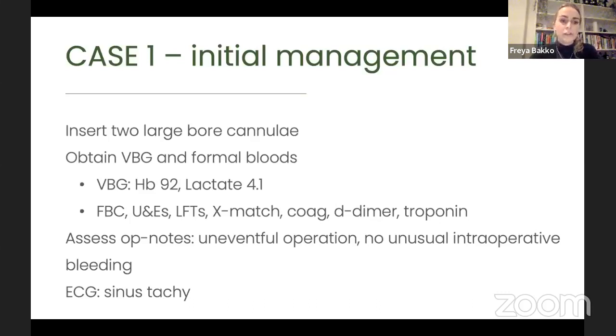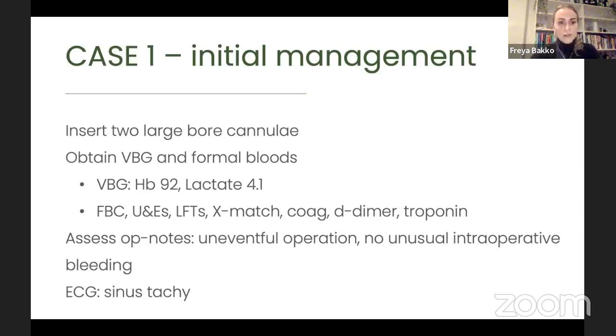You want to send off your routine bloods, so full blood count, U&Es, LFTs. Always send off a cross-match if you're worried about bleeding in any patient or it's an operative patient in general. Send off a coagulation screen in a young patient post-operatively with tachycardia, hypotension, and a bit of a high respiratory rate. You also want to think about cardiac causes and VTE, so send off a D-dimer and a troponin in addition.